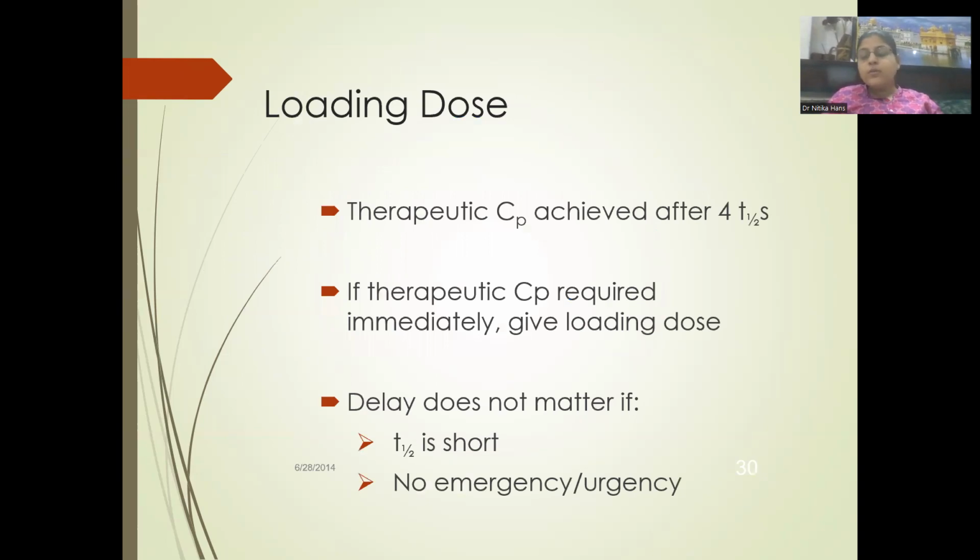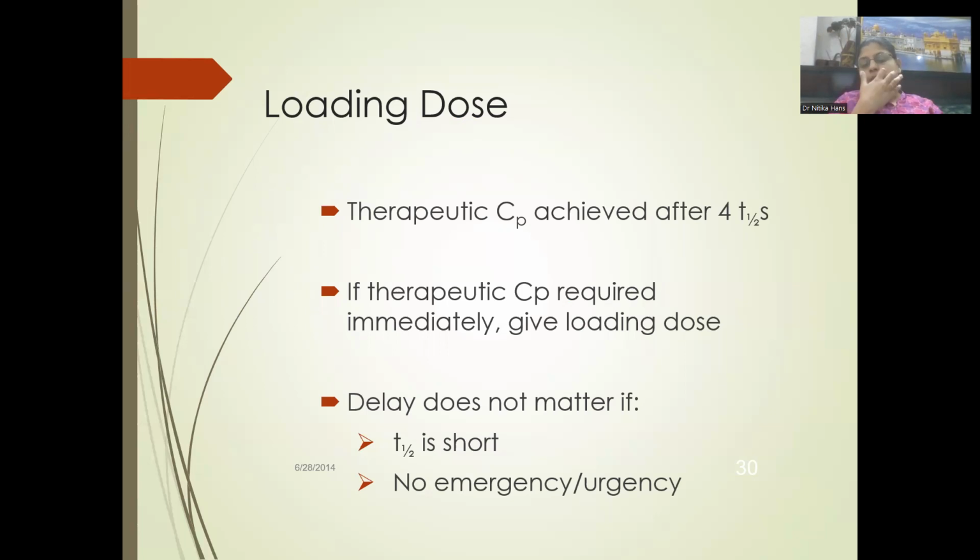Now, loading doses. When we give a drug, sometimes to produce the effect of the drug, we have to give an increased dose in the beginning. Like in osteoarthritis, the painkiller is given at the highest dose required to reach 4 half-lives, so that it reaches the steady state plasma concentration. So a larger dose given in the beginning to produce the effect is the loading dose.